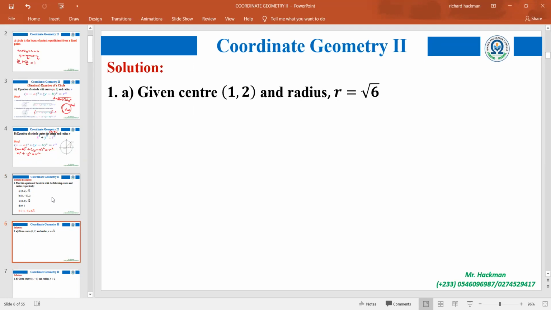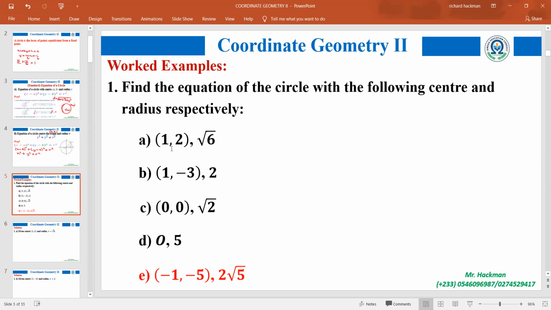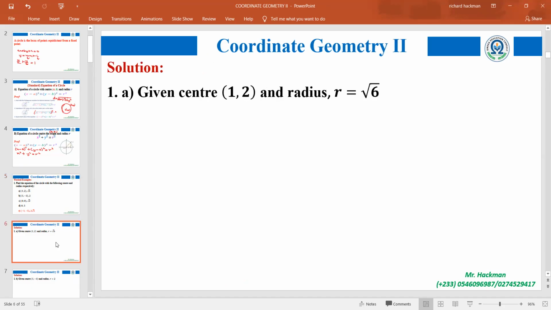If you look at the information that you were given in 1A, like I always said, extract. So don't write given 1, 2, and root of 6. You have to be precise in your extraction anytime you are extracting. The 1, 2, what is it? We know it is the center. And the root of 6, what is it? It is our radius. So that's how my extraction was: given center 1, 2, and radius r, root of 6. Is that clear?